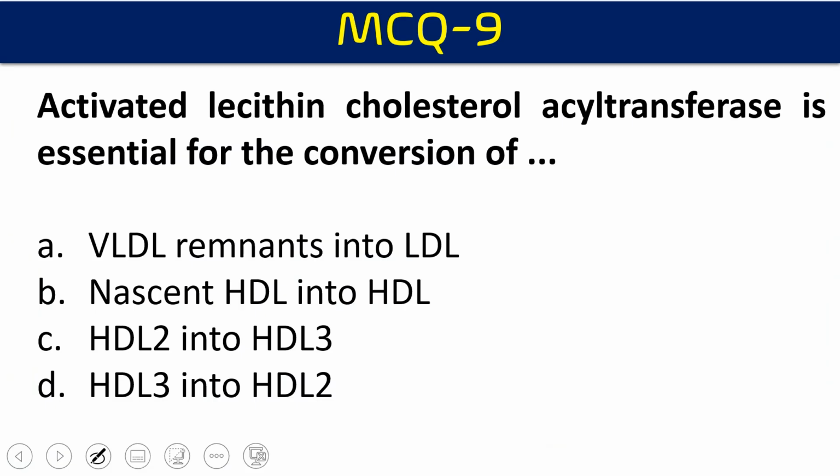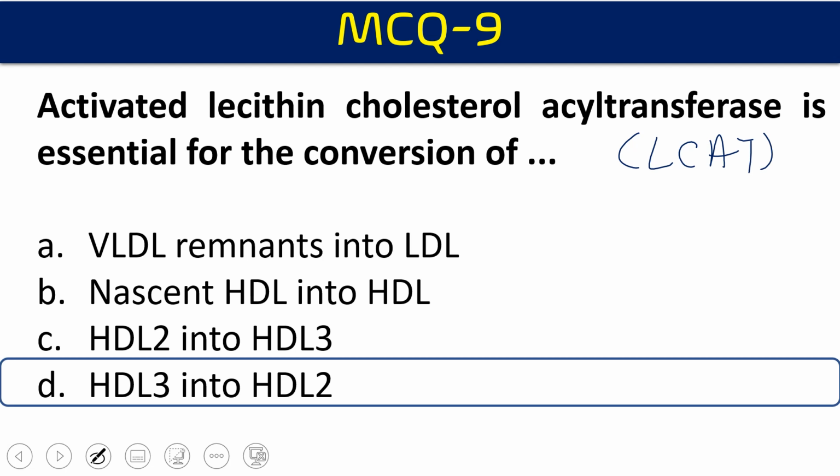Next question we are having: activated lecithin cholesterol acyl transferase is essential for the conversion of... LCAT, in short form, we are going to call LCAT, lecithin cholesterol acyl transferase. So why do we require LCAT in our body? First we will see the correct answer, then we will go for further detailed explanation. The correct answer is here: LCAT converts HDL3 into HDL2.